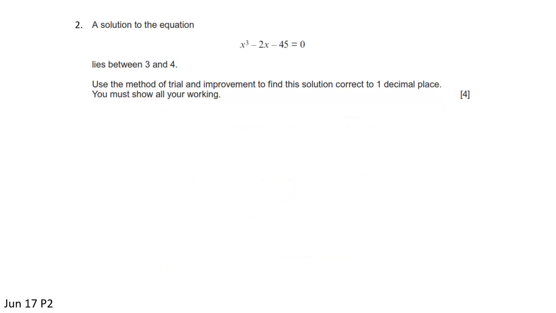So we've got another equation equaling 0, and the solution lies between 3 and 4. So we're going to start with 3.5, and remember on the calculator we do 3.5, and then press x cubed, minus 2 times 3.5 minus 45. That gives us that. That's too low, so we're going to increase the x. Again, no big jumps, just up by 0.1.